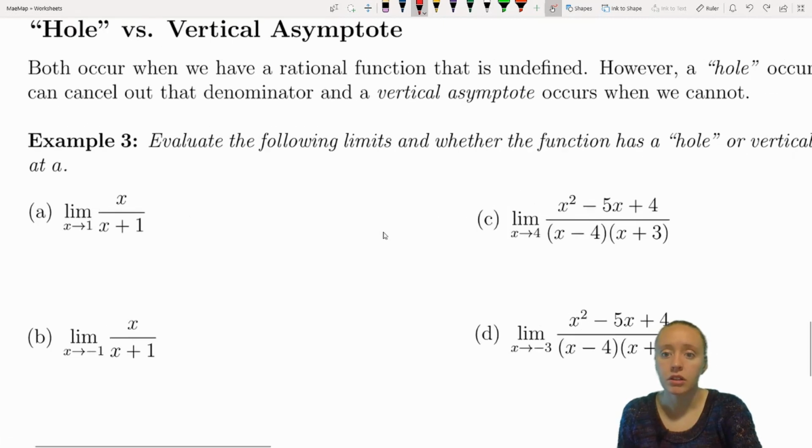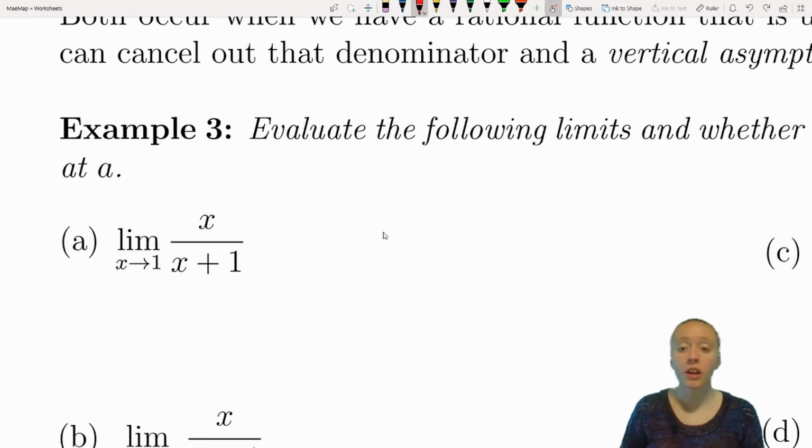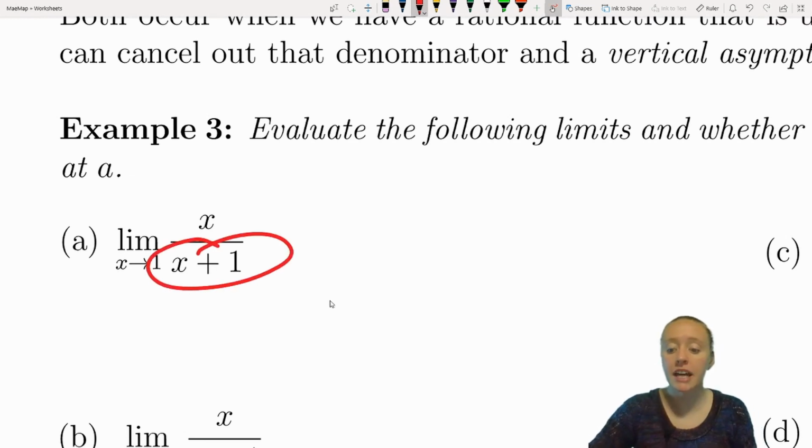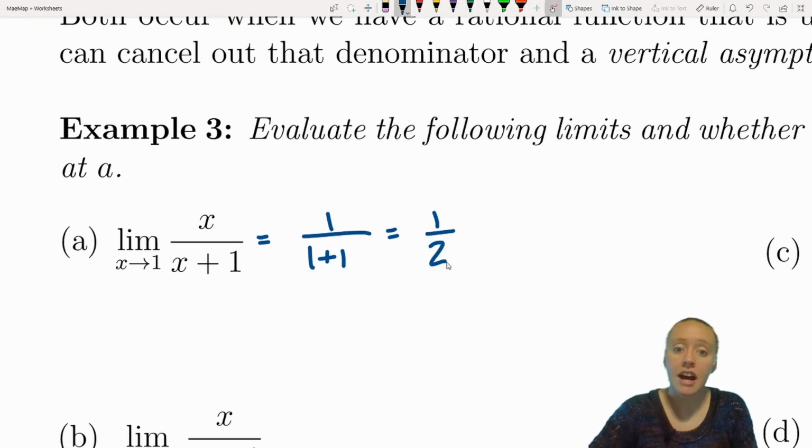a. The limit as x approaches 1 of x over x plus 1. Well, if you're thinking, okay, this factor in the denominator can't cancel out, so I've got a vertical asymptote, you are correct, except this limit we can totally evaluate, because what makes this function undefined is when x equals -1, not when x equals 1. So in order to evaluate this limit, we just plug this right on in. So we're going to have 1 over 1 plus 1, which equals 1/2. So this limit is equivalent to 1/2.